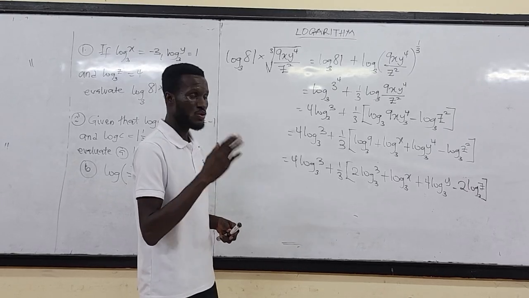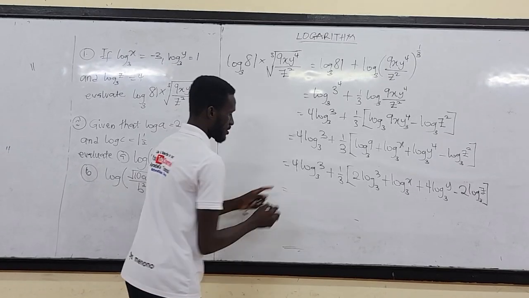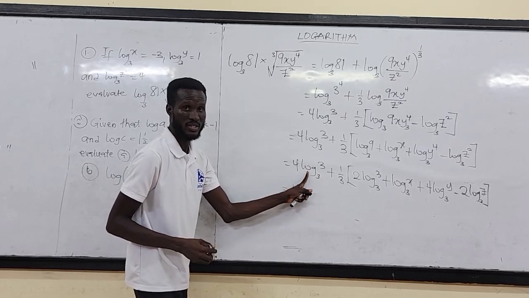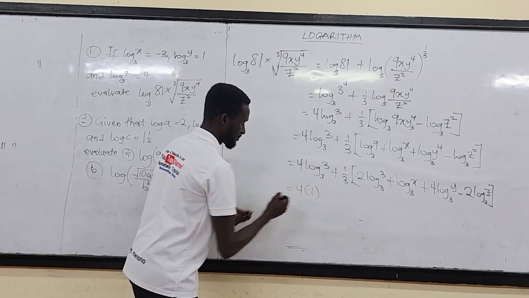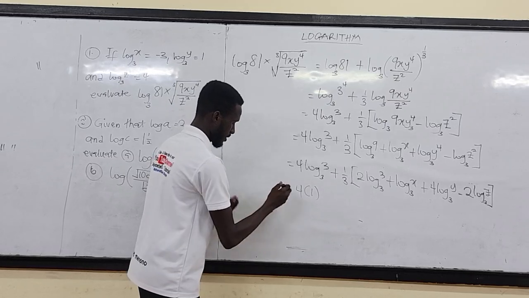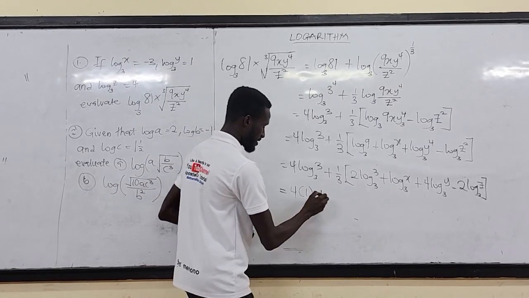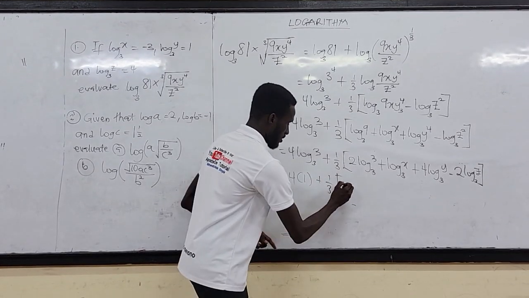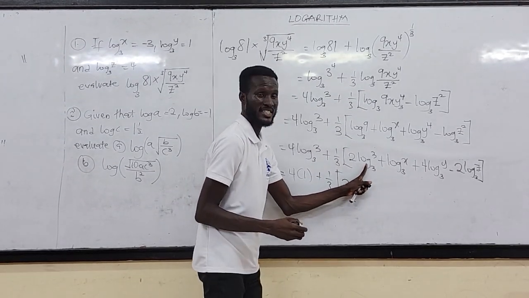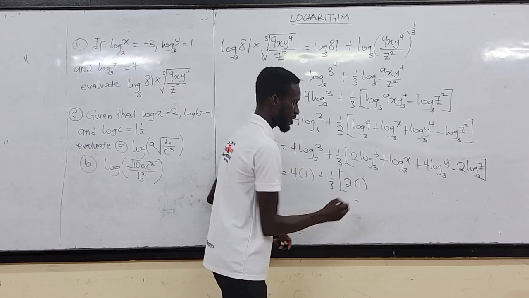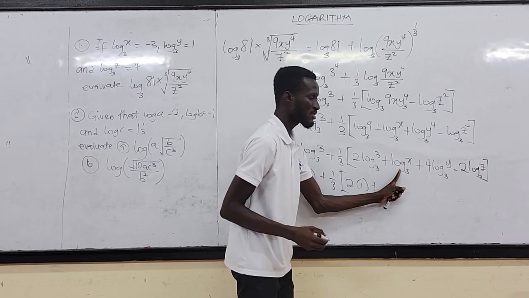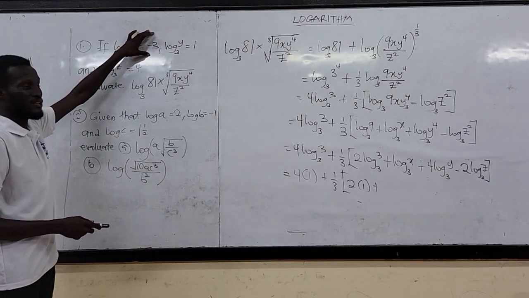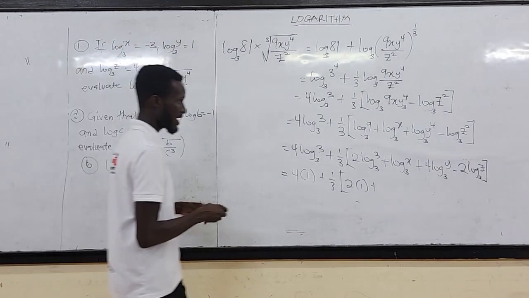Now at this point, let me do substitution. So I have 4 log of the same base is 1. So this one will give 4 times 1, plus I have 1/3. 2 times log of the same base is 1. So this one will be times 1. Now plus log x base 3. Log x base 3 was given to be minus 3. So I'll have minus 3 there.